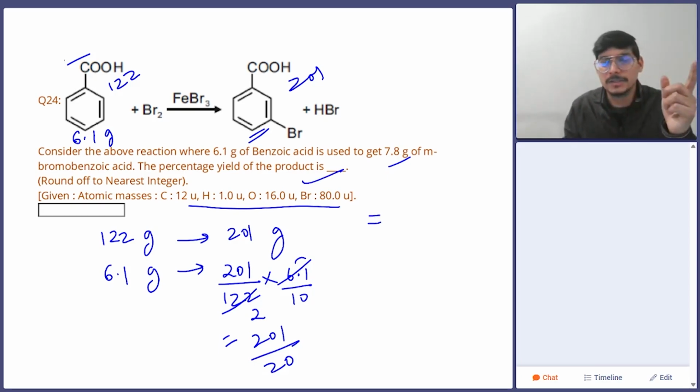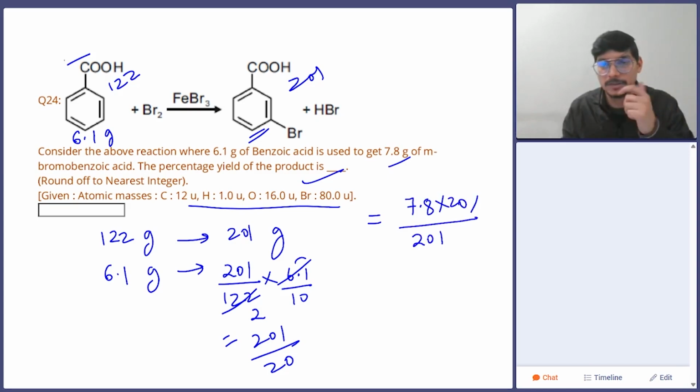Now the percentage yield is the actual yield, which is 7.8, divided by the expected yield, which is 201 by 20, and to calculate percentage you have to multiply by 100, right? So now what I would prefer to do is just take 201 as 200.